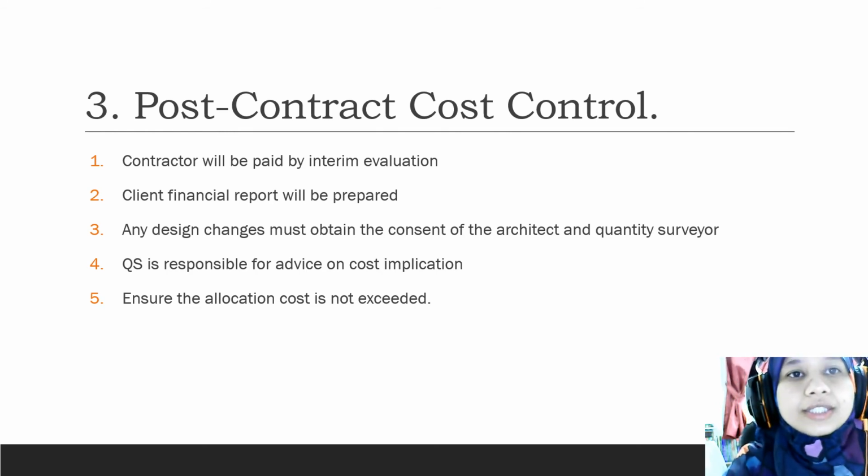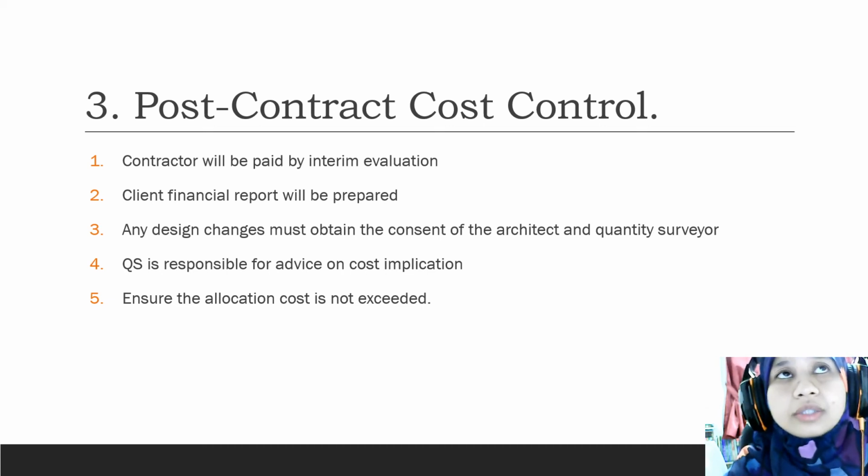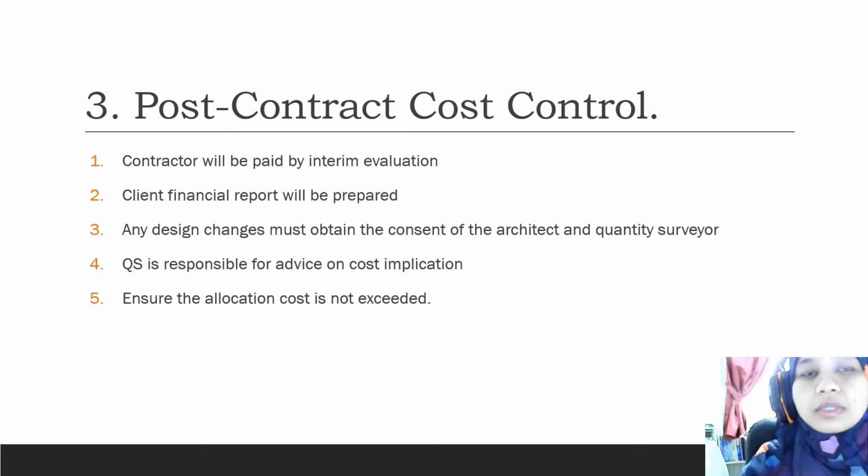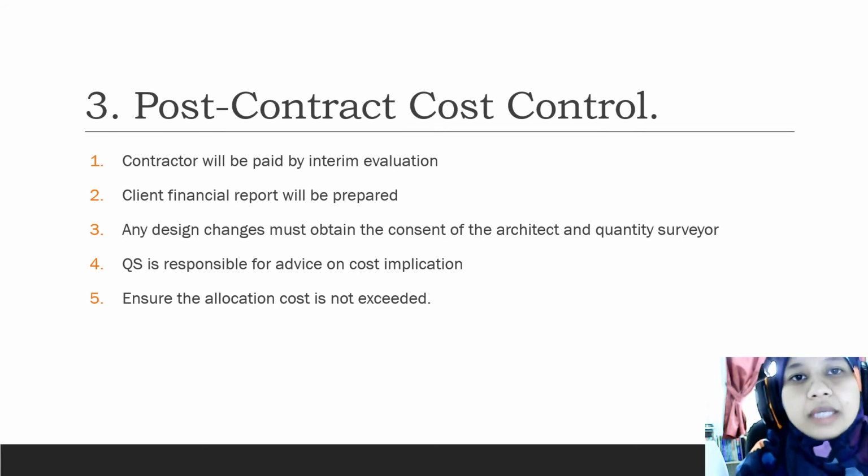Any design change, material change, or scope of work change must be consulted with the architect and quantity surveyor, because the QS will be responsible and advise on the cost implication as well as the extension of the contract period if any design changes happen. It is to ensure the client's 2 million is not exceeded.